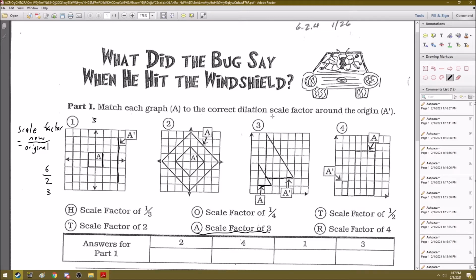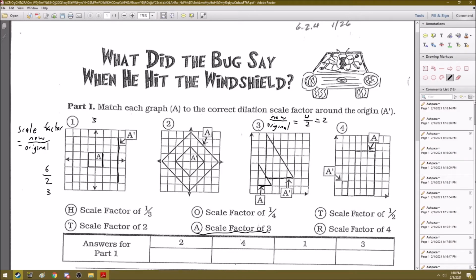So if we set up again with new over original, it's going to look like 1, 2, 3, 4 on the new, and just 2 on the original. So 4 over 2. And once again, you won't find 4 over 2 down there, but you can simplify that down to just being 2. 2 goes into 4 twice. So then scale factor of 2 is this one down here.